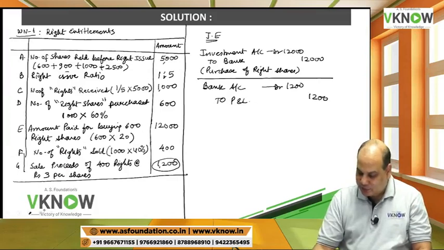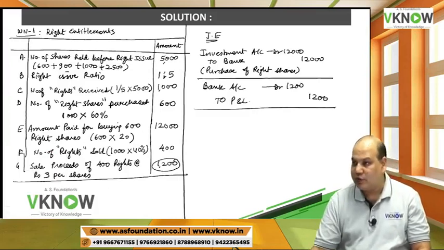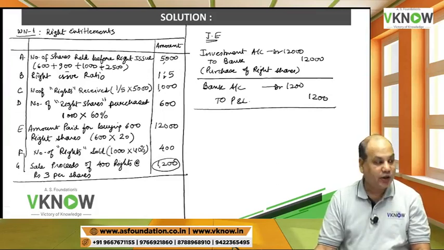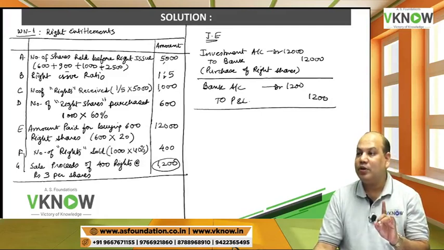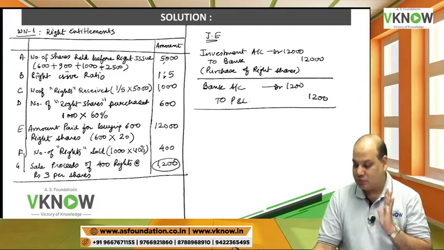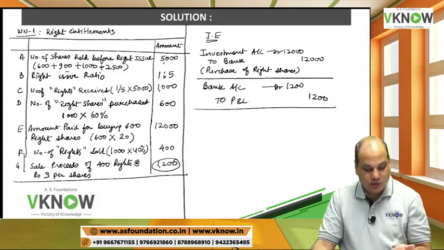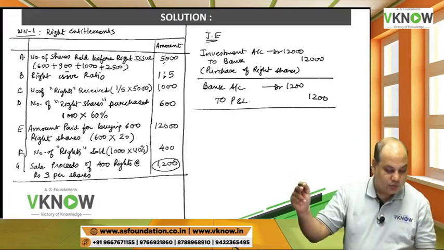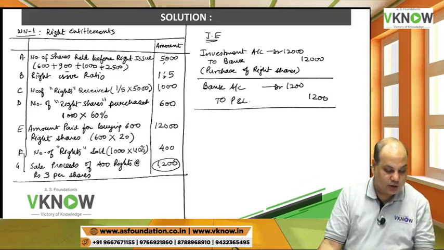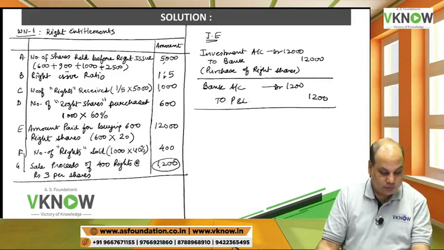The reason is there is a condition for transferring to investment account. That condition is that shares must be acquired on cum right basis and market price should become lower. We are not given what was the ex right price. Are you given the ex right price on 12th of November? The answer is no.